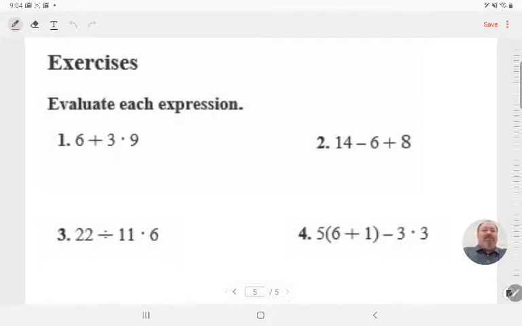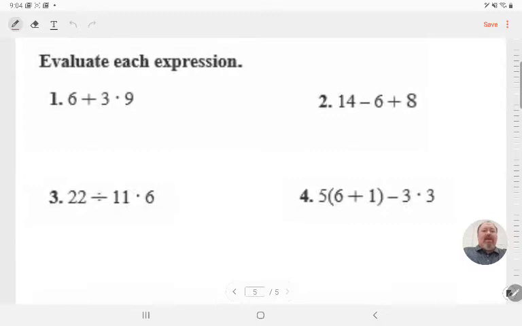Let's see how you did. We have evaluate each expression. We have 6 plus 3 times 9. So we look for parentheses, no parentheses. So now we look for multiplication and division. We have 3 times 9. So we would rewrite that as 6 plus, what's 3 times 9? 27. And then we have 6 plus 27, which is going to give me 33. And that would be my answer.